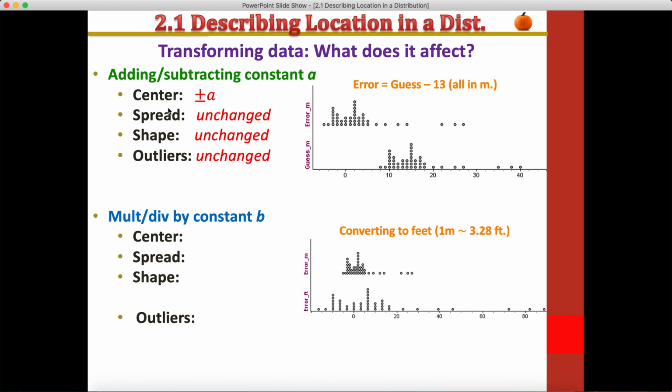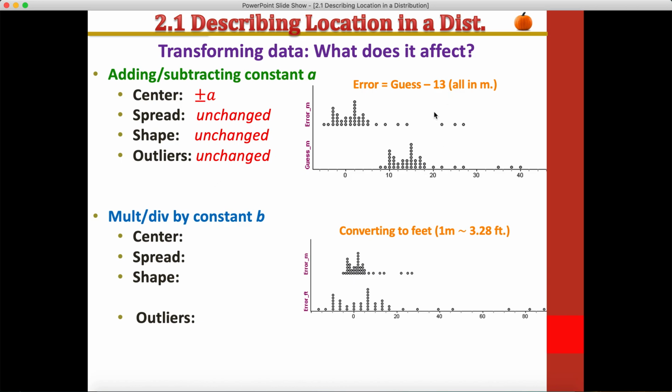Well, if I were to add or subtract a constant a, like in this case I subtracted 13, what does that do to the distribution? Well, now the center, however we define it, mean or median or whatever, has also decreased by 13. The spread won't change, the shape won't change, and the number of outliers won't change either. Think about why that is.